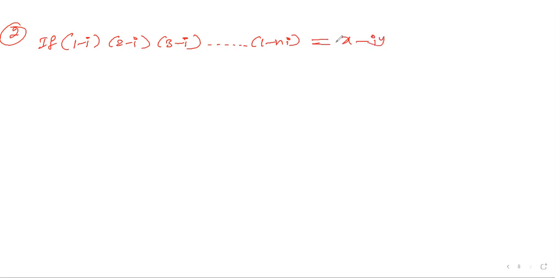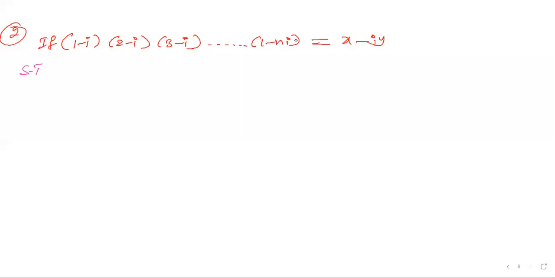Now we are entering the second bit, second question. It's pretty interesting: (1 minus i)(2 minus i)(3 minus i) up to (1 minus ni) is equal to x minus iy. This is the condition they mention here. What they are writing is, please show that.